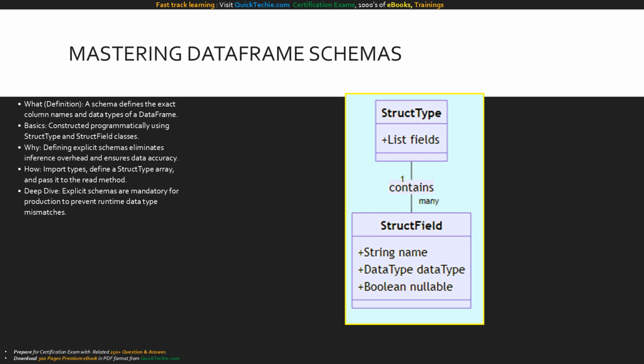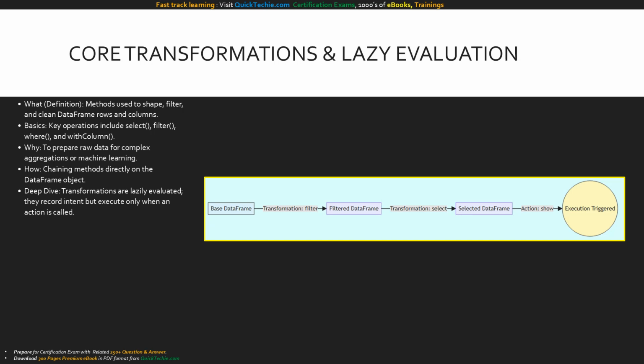By assembling these components programmatically, you give Spark a strict, type-safe contract for your data, bypassing the expensive schema inference phase entirely. Now that your data frame is loaded and strongly typed, you need to transform it. We use domain-specific language methods like select to choose specific columns and filter, or where, to restrict rows based on precise conditions. You can also add or modify columns seamlessly using withColumn.